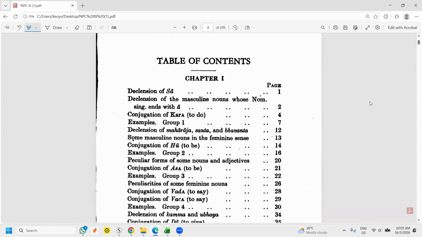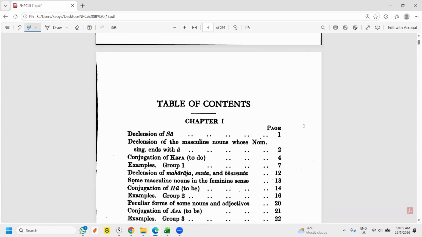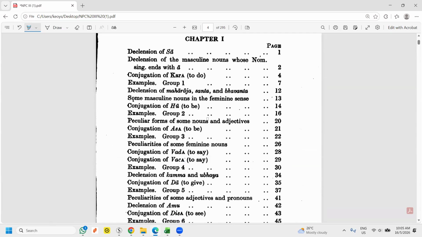Under the table of contents you have chapter one. Under chapter one, can you see group one? Under group one, this is the declension, and then group two, group three, group four, group five. We will be doing up to most likely group five. Group six, group seven, I think maybe we don't have the time to do, or maybe it's too tough already.